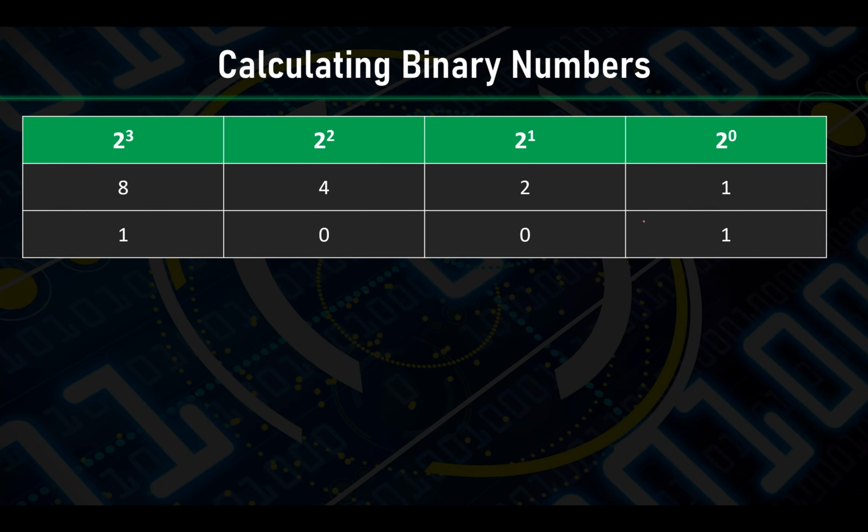So in binary, 2 to the power of 0 is going to be 1, 2 to the power of 1 is going to be 2, 2 to the power of 2 is 4, 2 to the power of 3 is 8. Let's say this is our number, 1001, and we want to calculate what this binary number equals in Denary. So here we've got 1 times 1, then 2 times 0, 4 times 0, and then 8 times 1, or 1 times 8. Then we just add all those together.